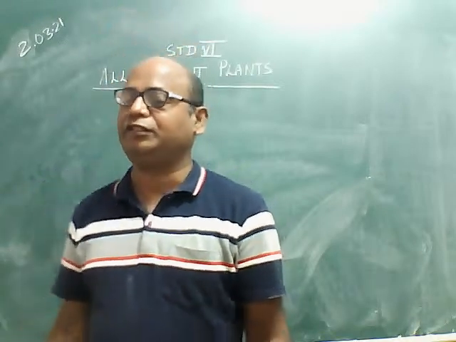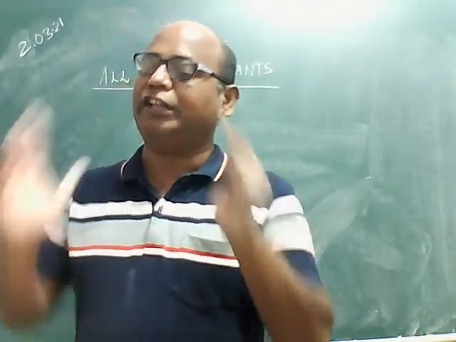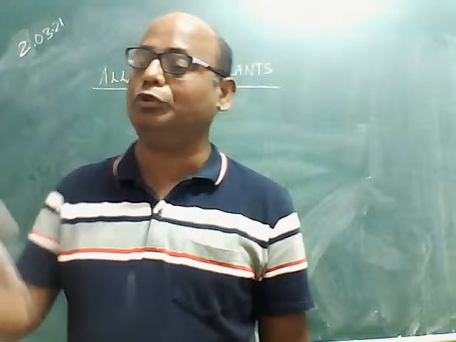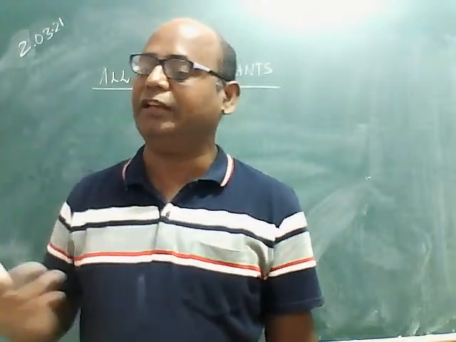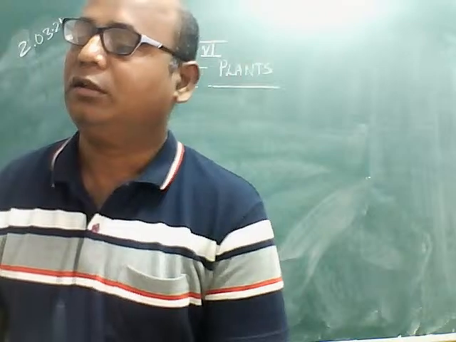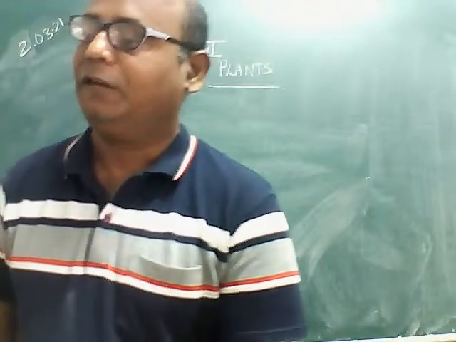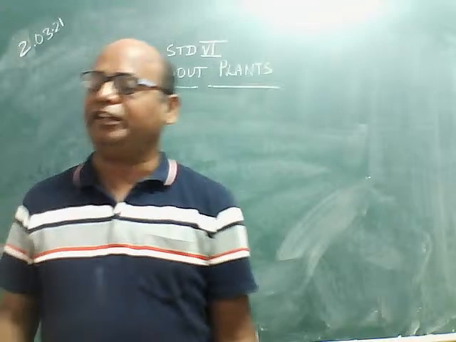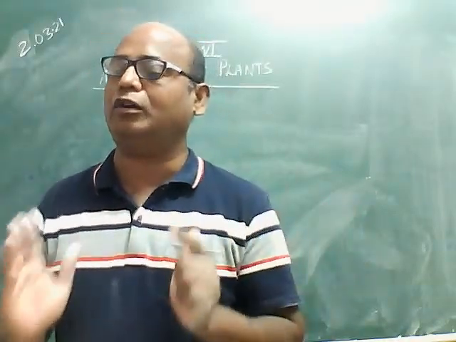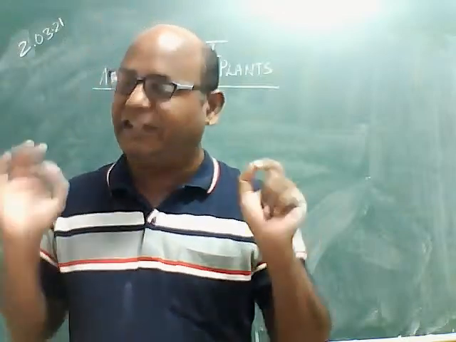Otherwise, if we do not save these species, we will see them only in videos and in pictures. Now you are seeing the dodo, woolly mammoth, dinosaurs like that. The tiger is on the verge of extinction. Elephant, tiger, deer, all these animals are on the verge of extinction. Very few numbers are left.